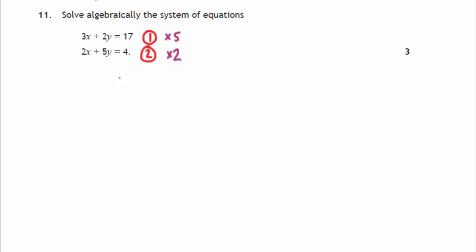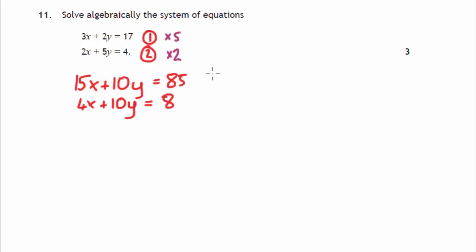So we've now got another two sets of equations. It's going to be 15x plus 10y. That equals 85. And we've also got 4x plus 10y, and that equals 8. Okay, and we'll call that equation 3 and equation 4.